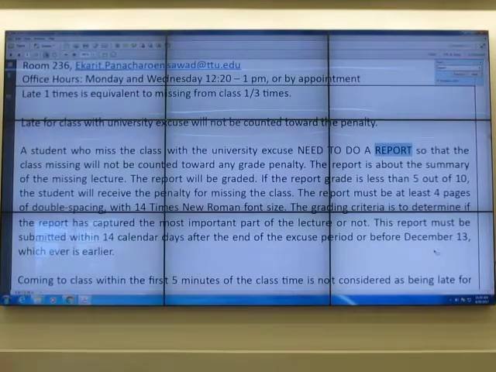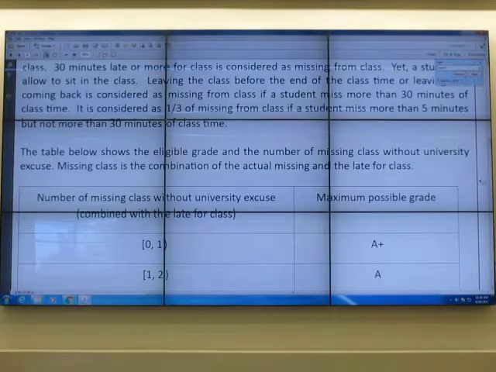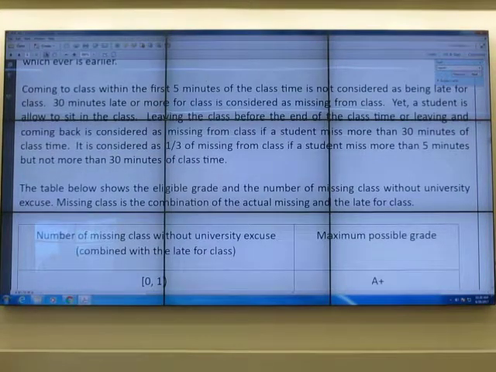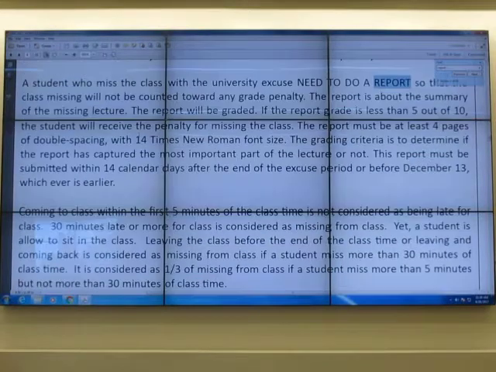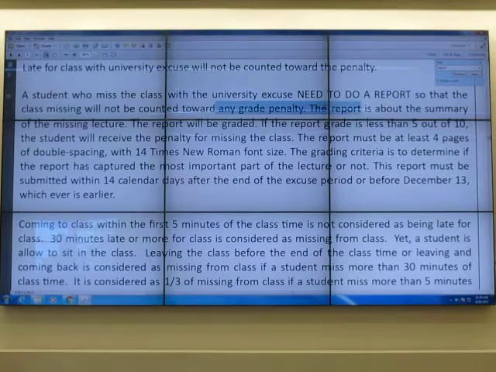A student who missed the class with a university excuse needs to do a report, so that the class missing will not be counted toward any grade penalty. The report is about the summary of the missing lecture. The report will be graded. If the report grade is less than 5 out of 10, the student will receive the penalty for missing the class.